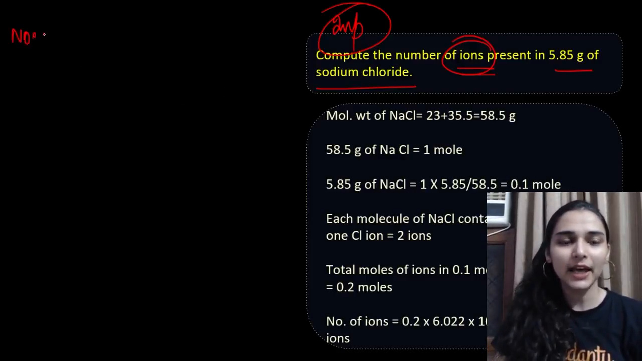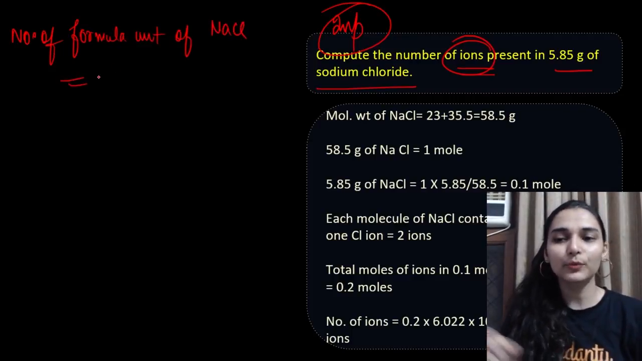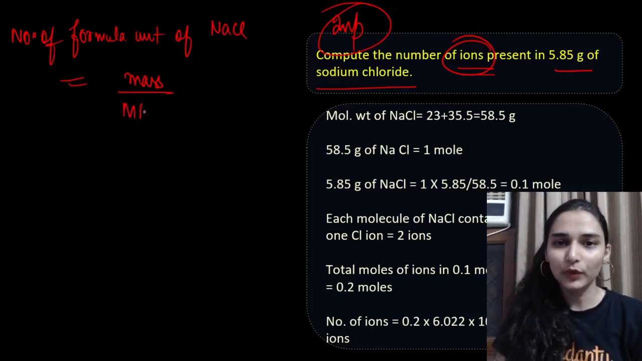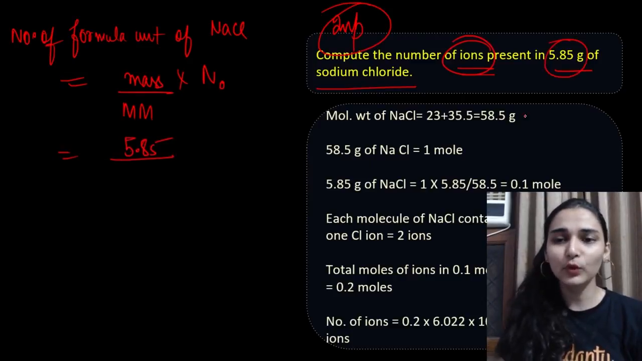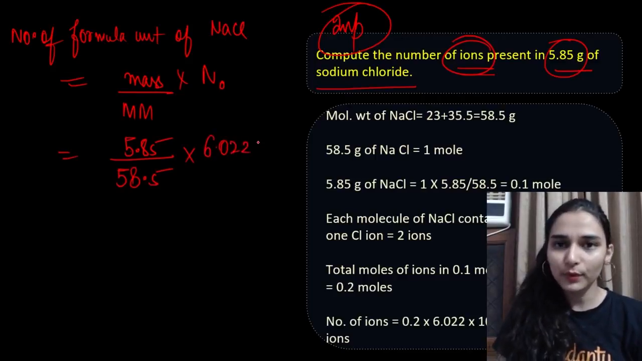So I'm writing it here. Number of formula units of NaCl. The formula I would be using here is given mass divided by molar mass into Avogadro number. Simple, I have told you the formula. So mass given is 5.85 grams. If you calculate the molar mass, it will come out to be 58.5 gram per mole. Avogadro number, you know the value.